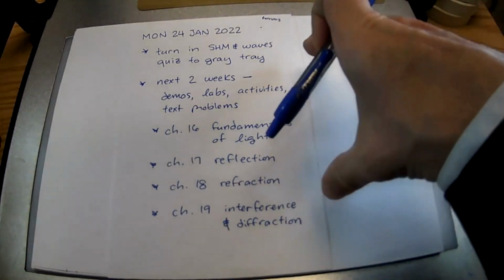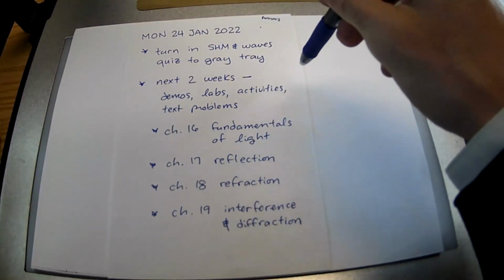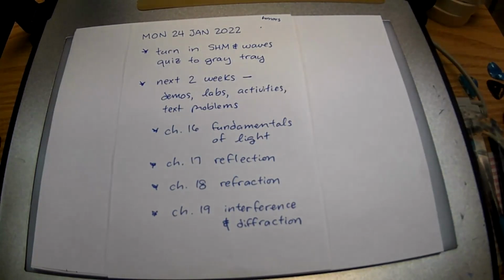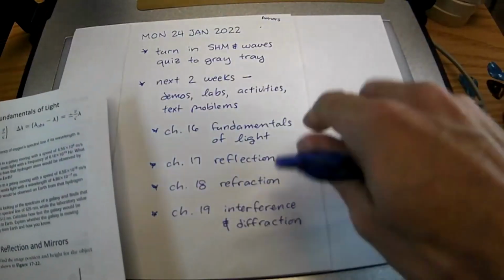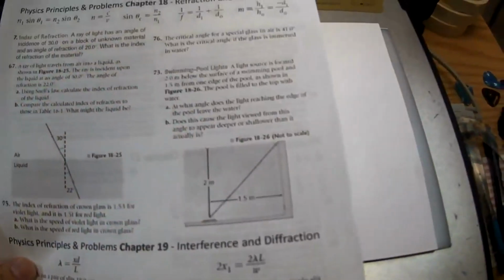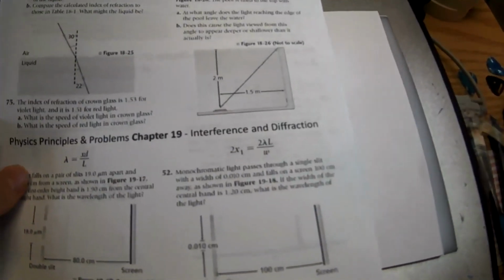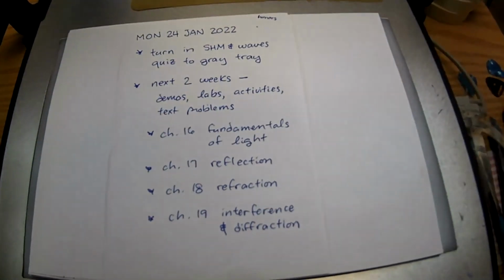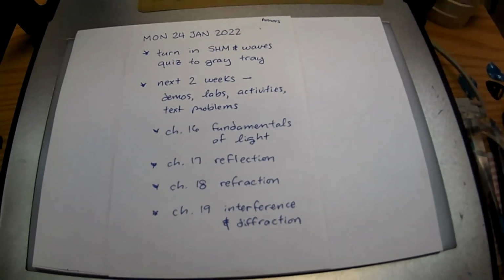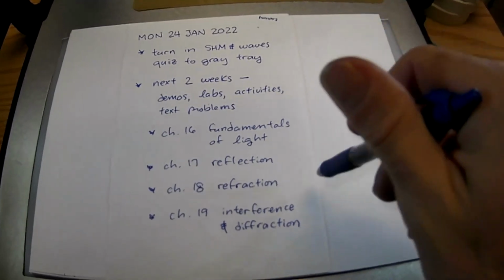Okay. So we're moving on to these few chapters from your book. If you see a clip to the side of your desk, this page looks like this. So chapter 16, fundamentals of light, chapter 17, reflection, chapter 18, refraction, and chapter 19, interference and diffraction. So we're going to be looking at electromagnetic spectrum, optics, those topics just named there.